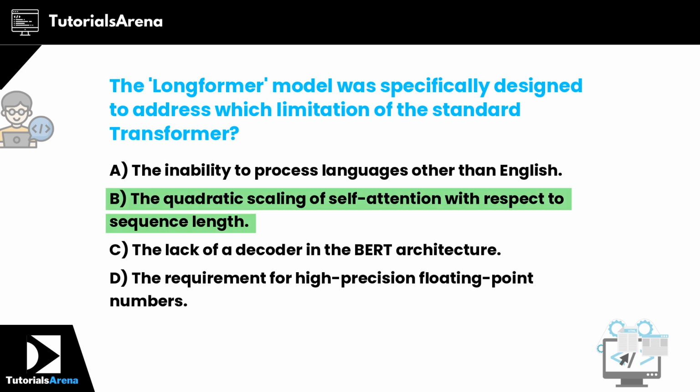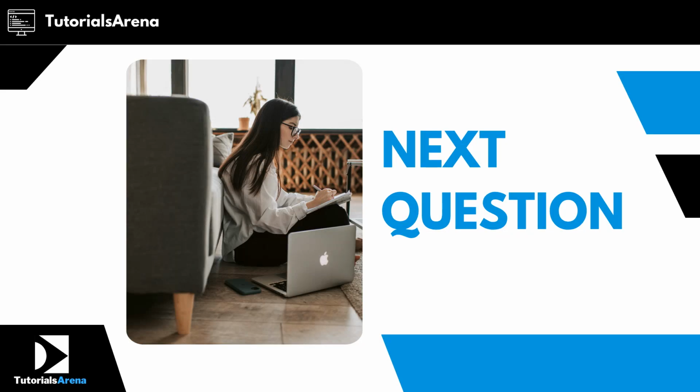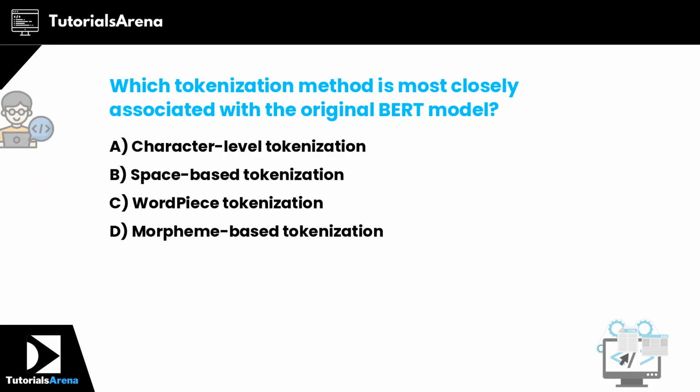The correct answer is option B, the quadratic scaling of self-attention with respect to sequence length. Which tokenization method is most closely associated with the original BERT model? The correct answer is option C, WordPiece tokenization.